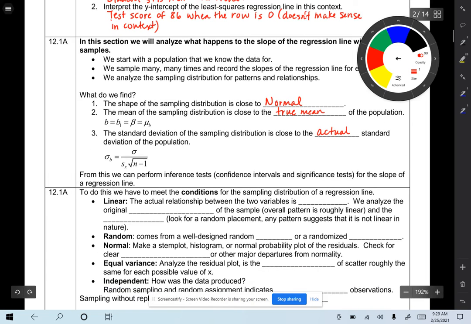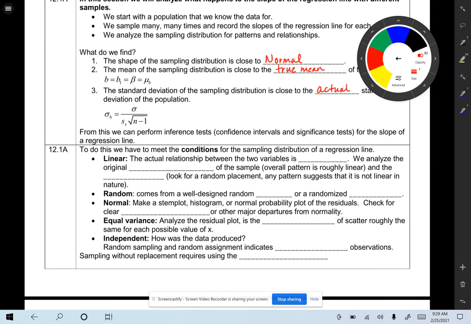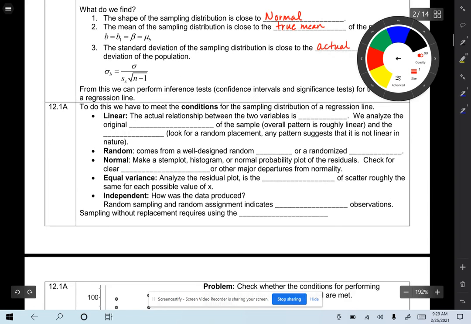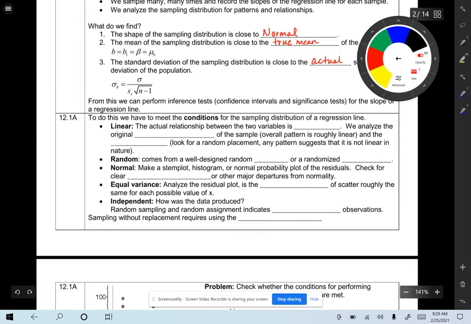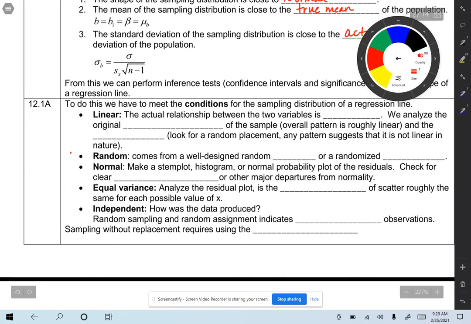To do this, though, we have to meet the conditions for the sampling distribution of a regression line. We no longer have 3 conditions, we have 5. So if you look, the random, the normal, and the independence condition are still there. They're a little different, but then you add on 2 more, and that's called the linear and the equal variance. So when I ask you if conditions have been met, you make sure you just talk about each one. So let's go to the ones we already know. So random comes from a well-designed random sample or a randomized experiment.